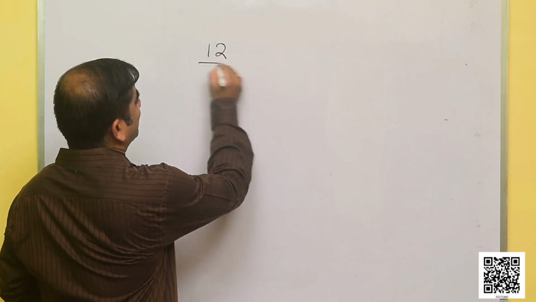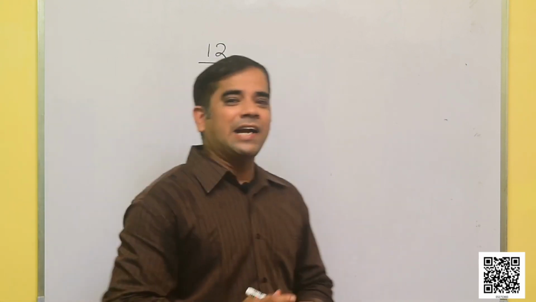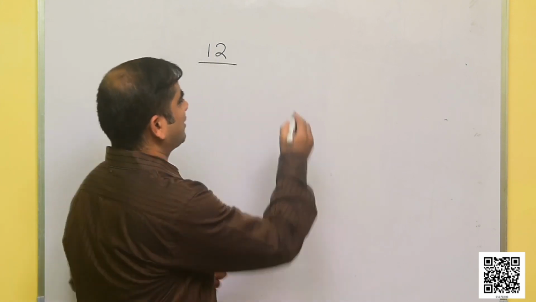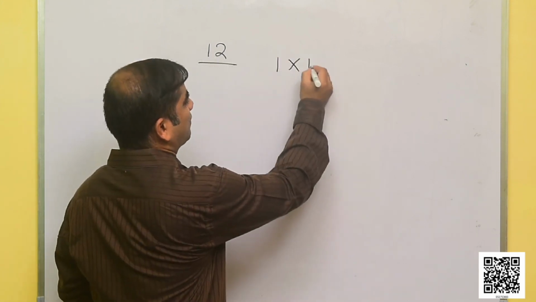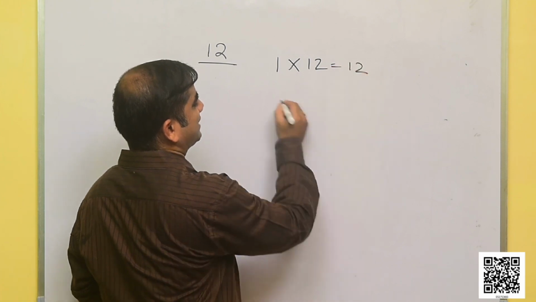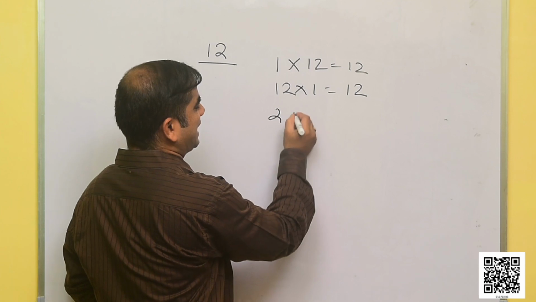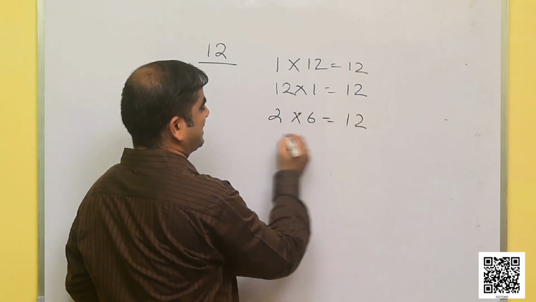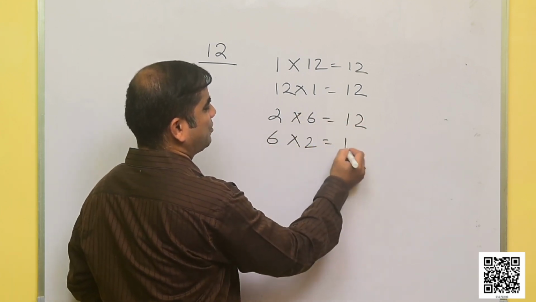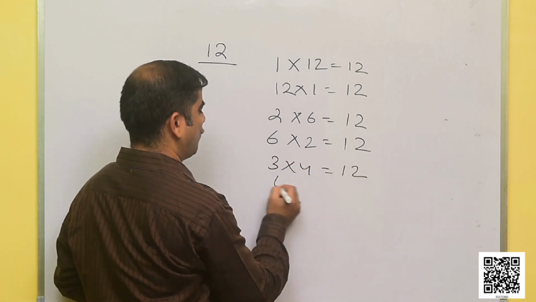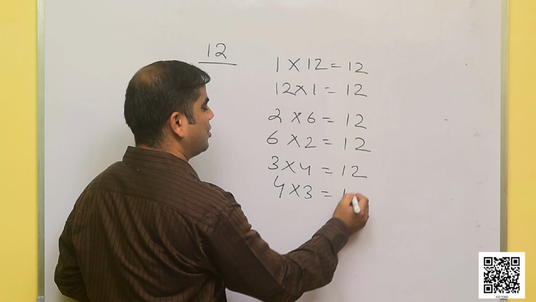Can you tell me where this number 12 lies in tables? First of all, if I go for 1, 1 into 12 is equal to 12. Same way 12 into 1 is equal to 12. 2 into 6 is equal to 12. 6 into 2 is equal to 12. 3 into 4 is equal to 12. 4 into 3 is equal to 12.